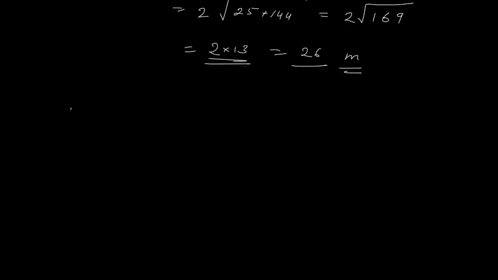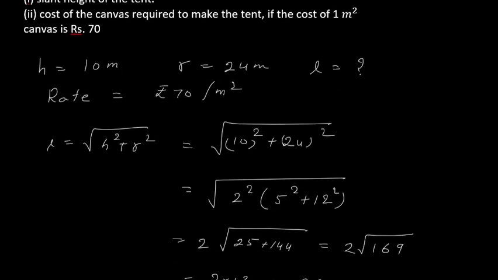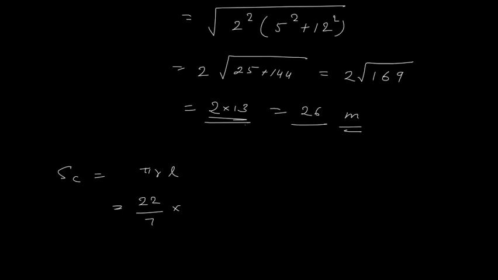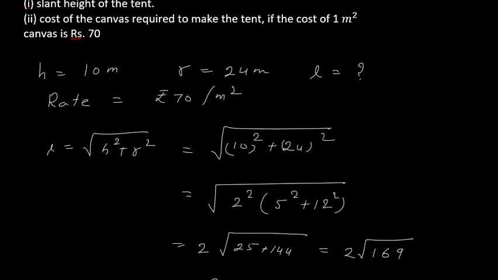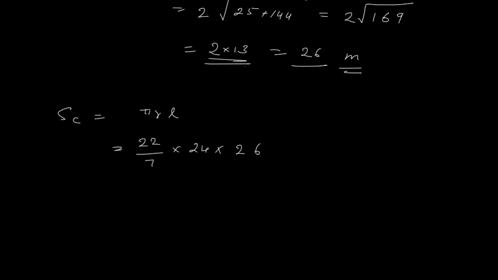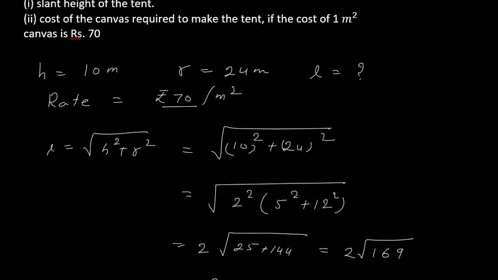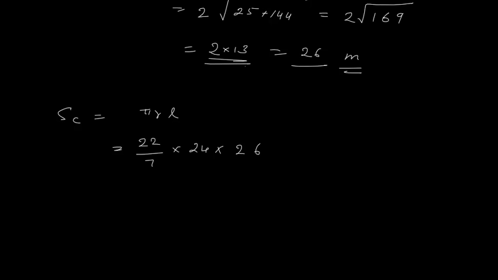Now curved surface area is pi RL is equals to 22 upon 7 into radius is 24 into length is 26. So pi RL. Okay. Now here, if you see the rate is rupees 70. Again, I cannot cancel any term in the numerator by 7, but surely I can cancel this 70 by 7. So this is my curved surface area. I will say that this is curved surface area in meter square.